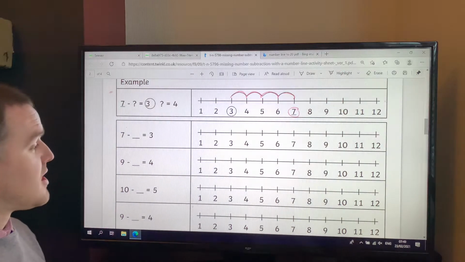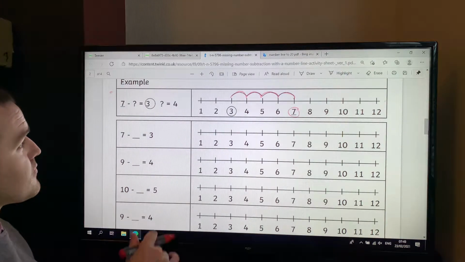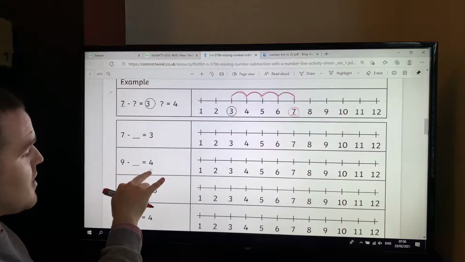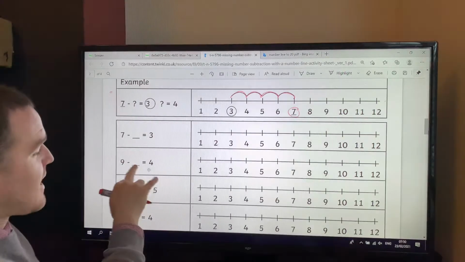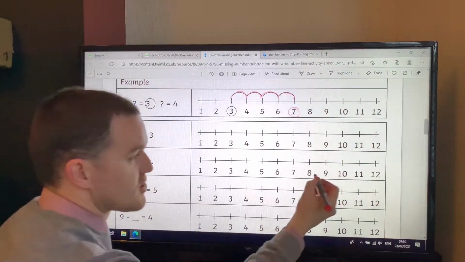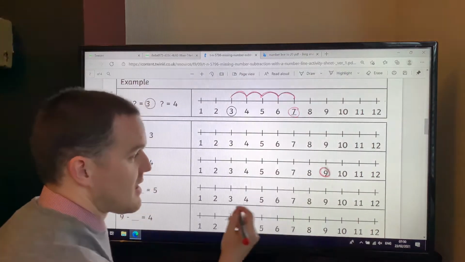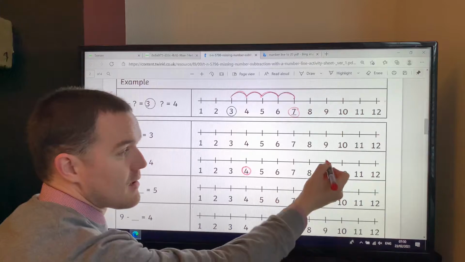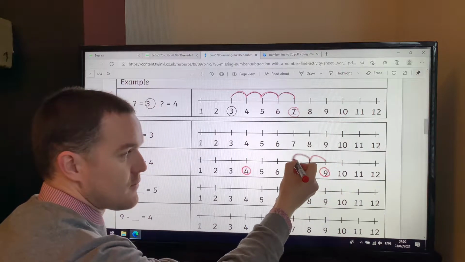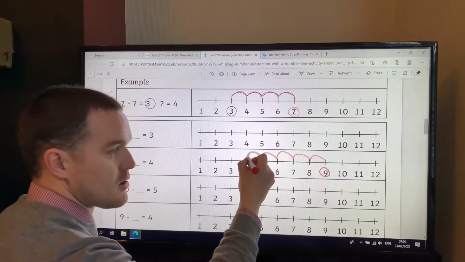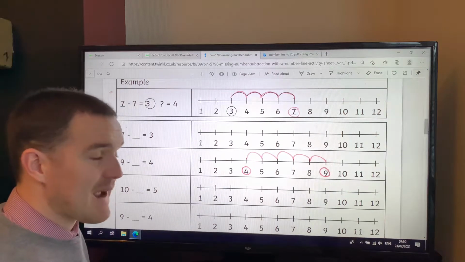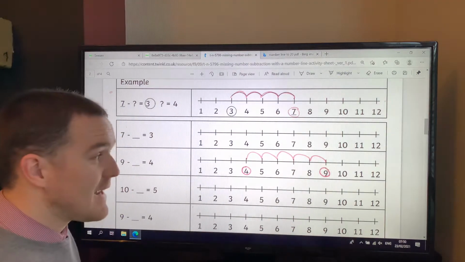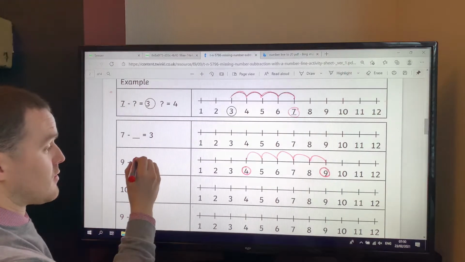Let's try a couple ourselves. So we will do this one. 9 take away something equals 4. So I'm going to start on 9 and I want to get to 4. I'm going backwards because it's subtraction, okay? So I'm going to do my jumps until I get to 4. How many jumps did I have to go back to get to 4? 1, 2, 3, 4, 5. 9 take away 5 equals 4.